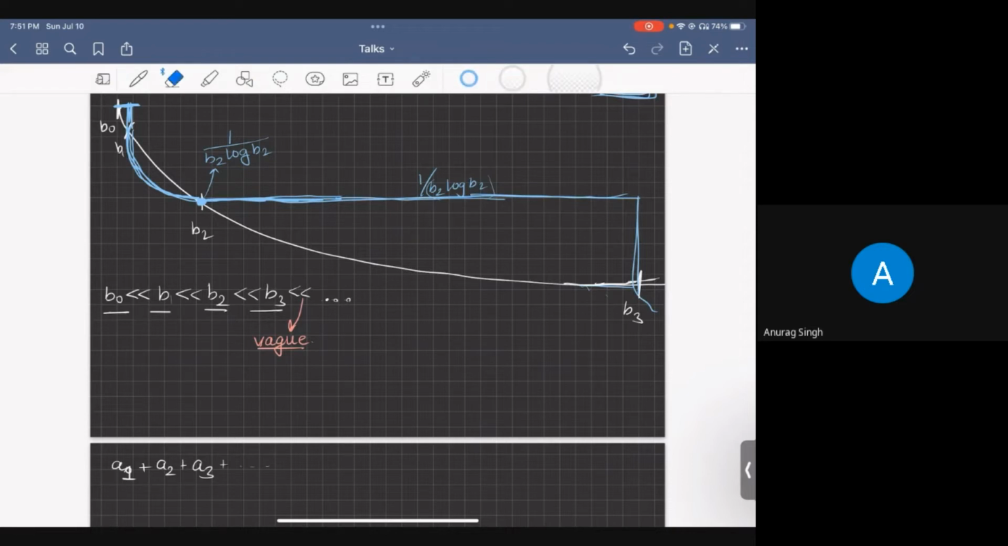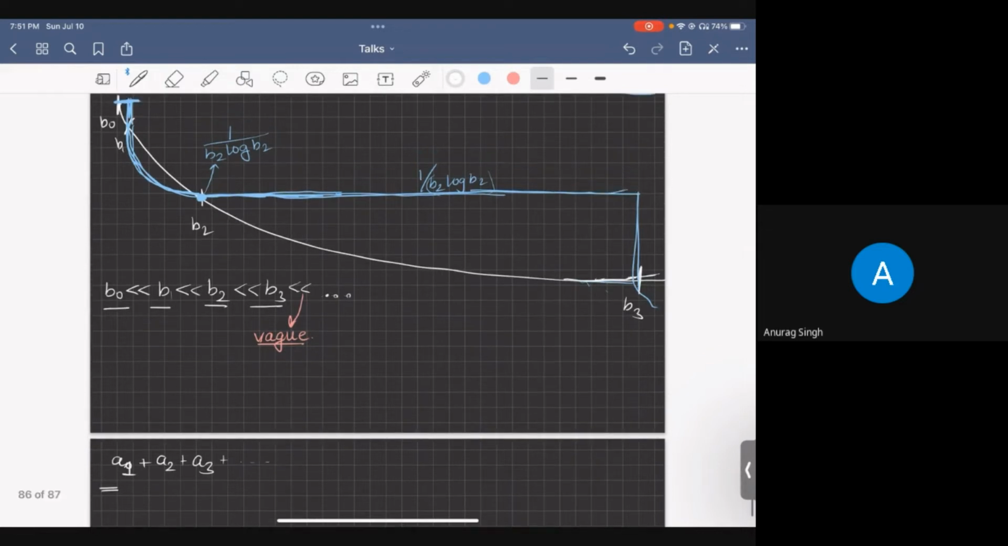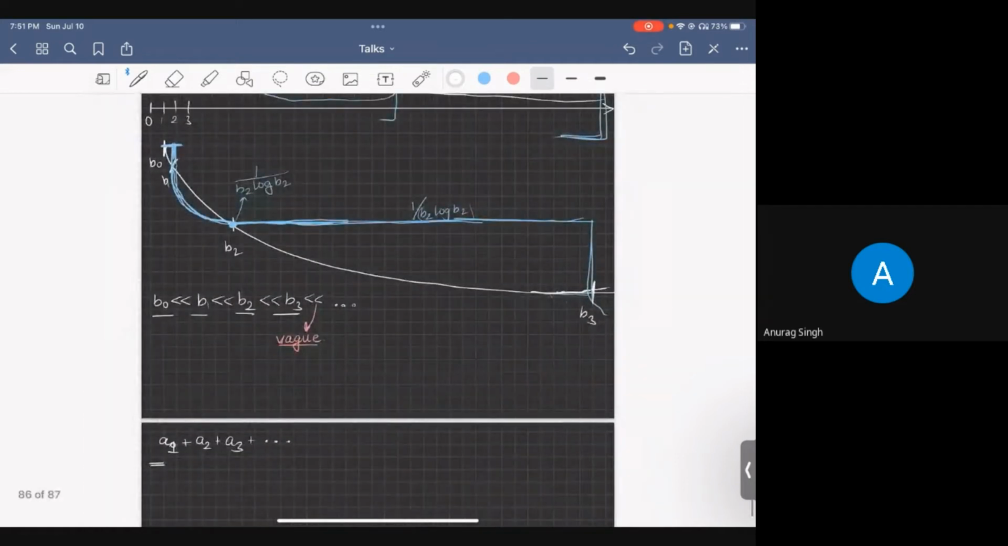Maybe I should have taken this to be B1, B2, B3. It's fine, we'll just put this. So what is this equal to? You're talking about A1 plus A2 plus A3, the divergent sequence. So if my A1, A2, A3, etc. look like this, then how can you write A1 plus A2 plus A3 in terms of Bi?